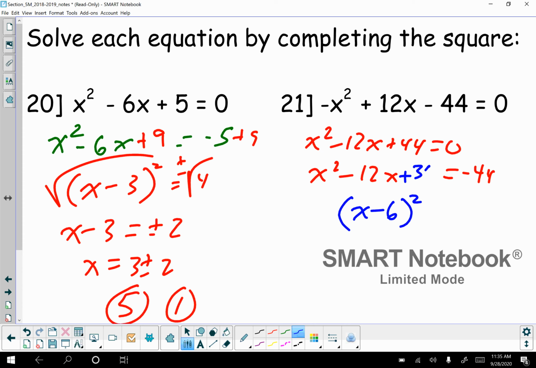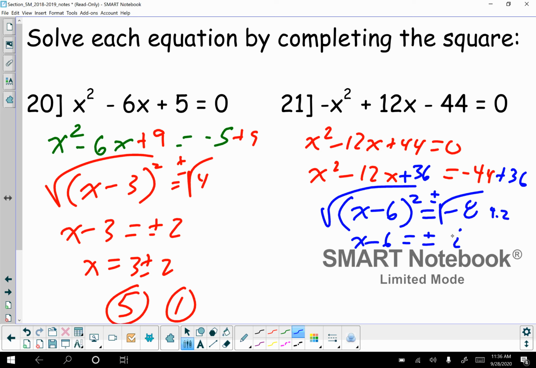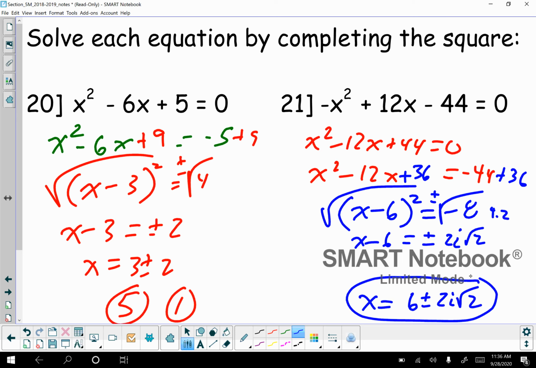6 squared is 36, so add 36 to both sides. That's going to give me negative 8. Root, root. So I'm going to get x minus 6, don't forget the plus minus, equals plus or minus. I'm going to have an i for my answer, and that breaks up 4 times 2, so I get 2i root 2. And then add 6 to that. This is as far as you can go with this problem. Nice, complex answer.